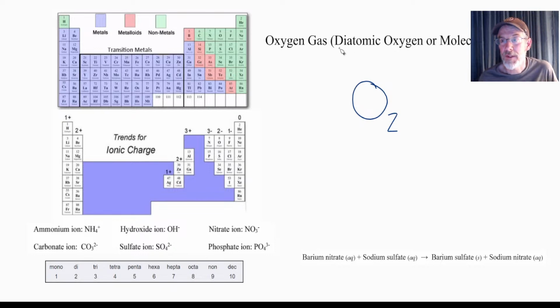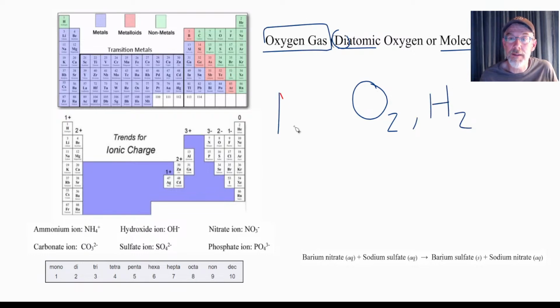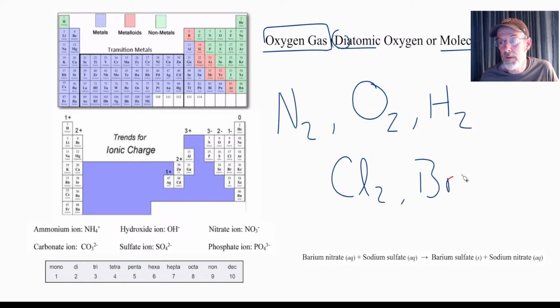So if it's diatomic, that's easy because it's 2 atoms of oxygen. If it's molecular, you need to have 2 atoms to have a molecule, or just oxygen gas is O2. You'll see H2 when it says hydrogen gas, N2 for nitrogen gas. What else do we have? Cl2, Br2, and I2. So whenever they say like iodine gas, they're talking about I2. You'll see that in chemical equations.